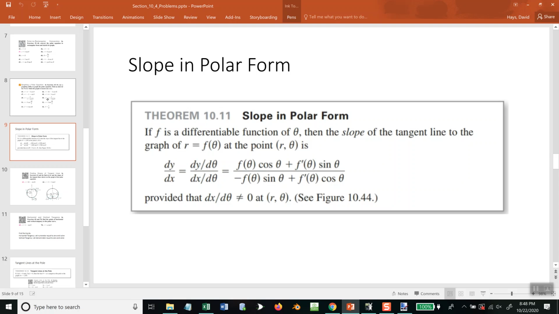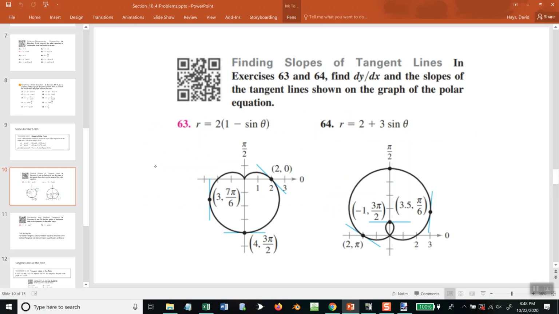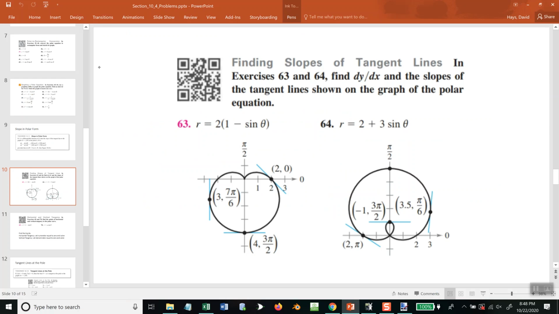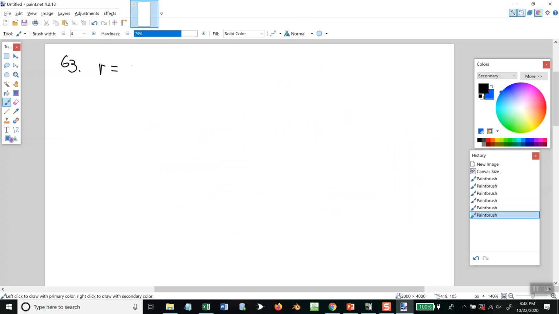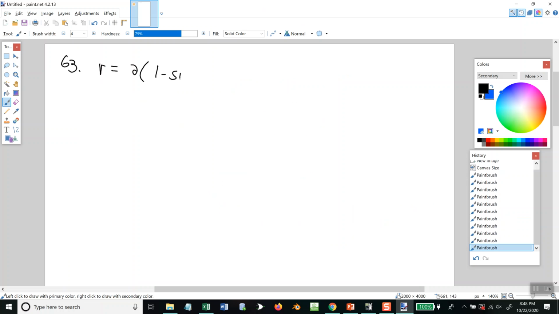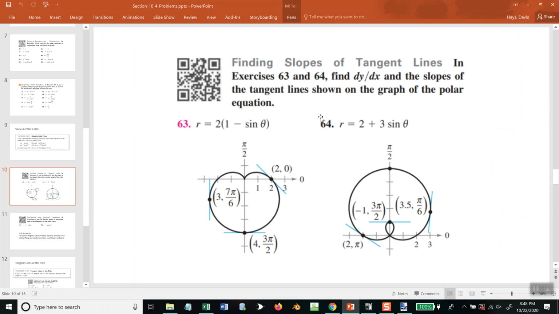Okay, so let's look at number 63. r equals 2 times 1 minus sine theta. And instructions say to find dy/dx and the slopes of the tangent line shown on the graph of the polar equation. And I'll focus on (2, 0). I'll do the hard one.